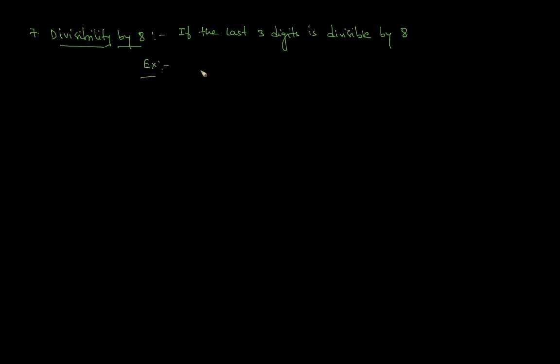For example, 3954048. Now see what we have discussed. You need to check whether it is divisible by 8 or not. Check the last three digits. What are the last three digits? 48 is divisible by 8. Yes, so definitely this number is also divisible by 8. Understood?